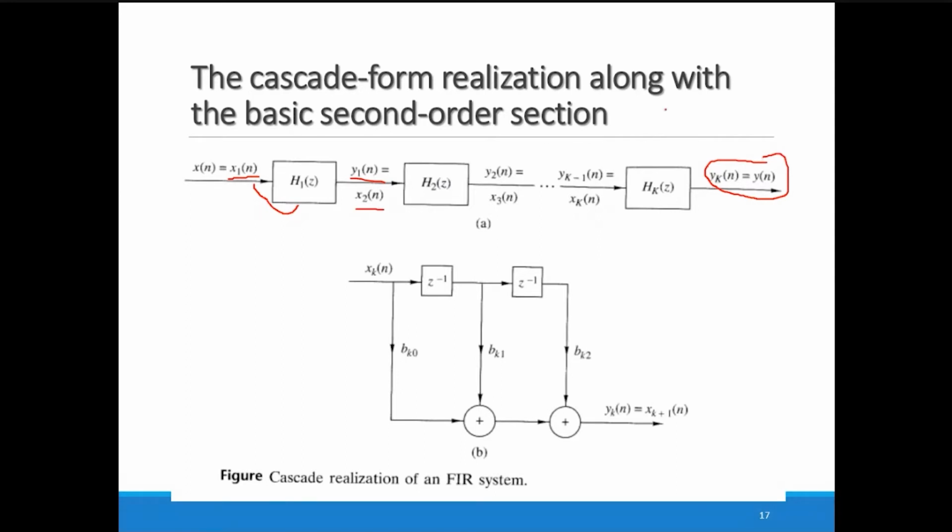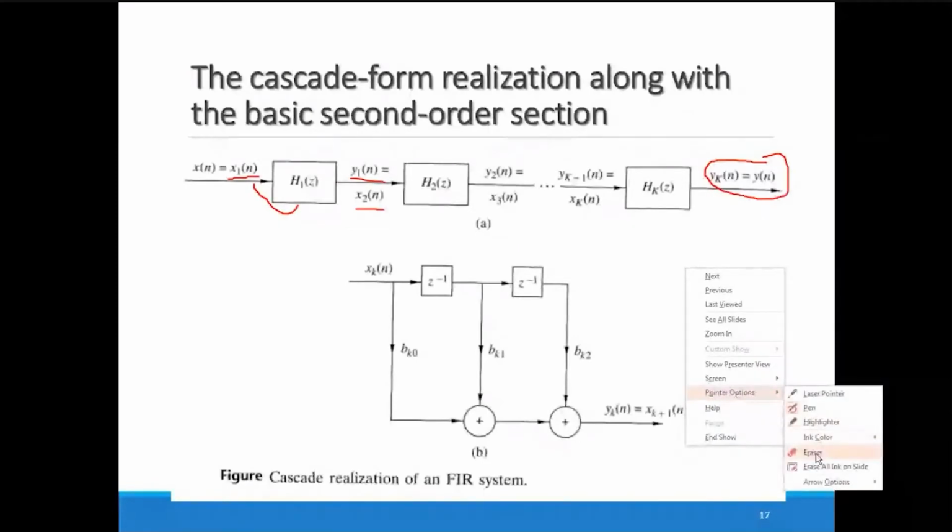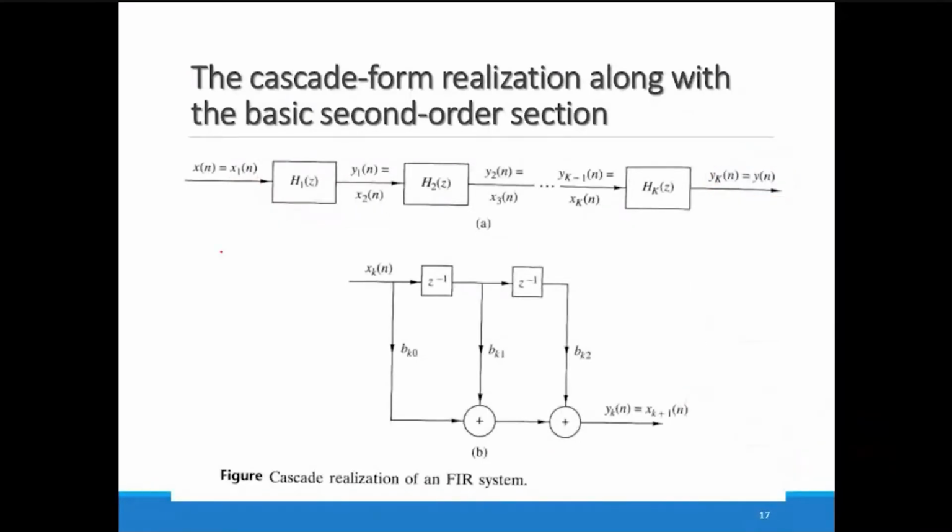So instead of directly implementing the equation, it is divided into second order functions by pairing the zeros. We get H1(z), H2(z), up to H_K(z), and by passing the signal through them, we finally get y_K(n), which is y(n).